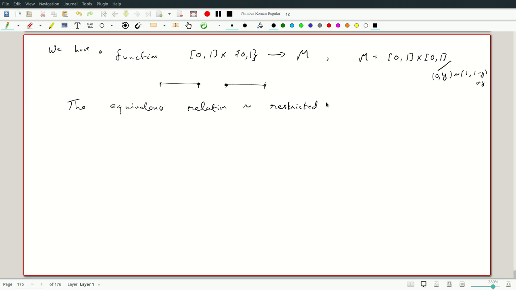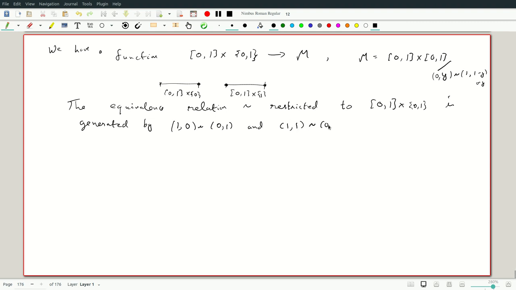So an equivalence relation restricted to a subset is an equivalence relation. So restricted to this boundary, 0, 1 cross 0, 1, boundary in the geometric sense, it's generated by, well, suppose this guy is 0, 1 cross 0, and this guy is 0, 1 cross 1. Okay, it's generated by the final point of this being equivalent to the initial point of this. So that is, 1, 0 is equivalent to 0, 1, and 1, 1 is equivalent to 0, 0.